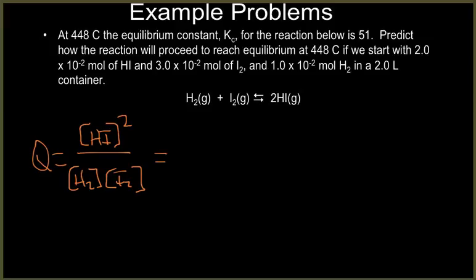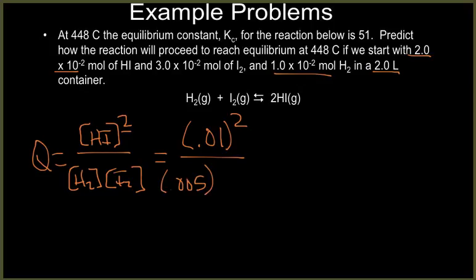Now I'm going to sub those values in. So for HI, I have 2 times 10 to the negative second in 2 liters, so that is 0.01, and I'm squaring it because of this. And then for H2, I have 1 times 10 to the negative 2 divided by 2, so that's 0.005. And then 3 times 10 to the negative 2 divided by 2 is 0.015. So then when I calculate that, I get 1.3. So my Q value is 1.3. And just like K's, Q's do not have units either.